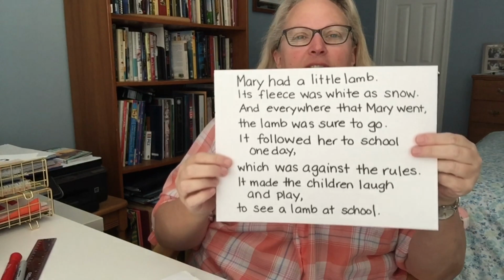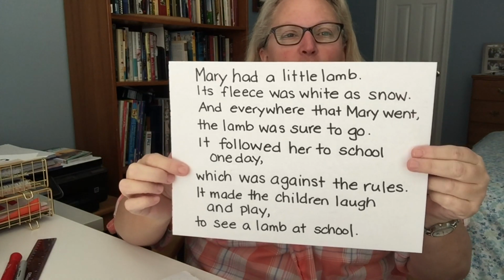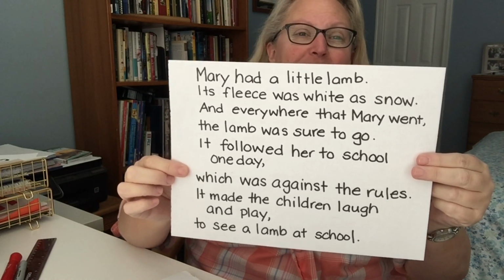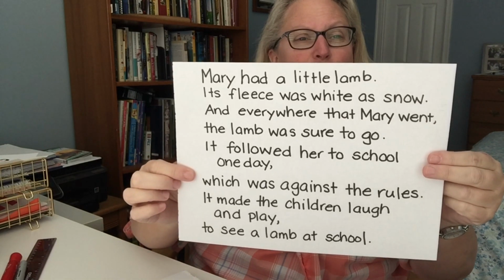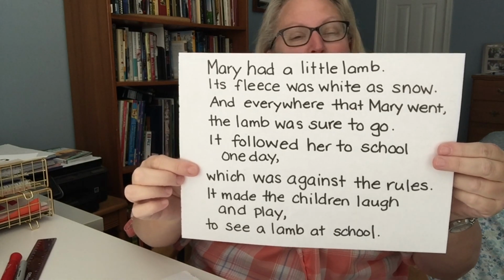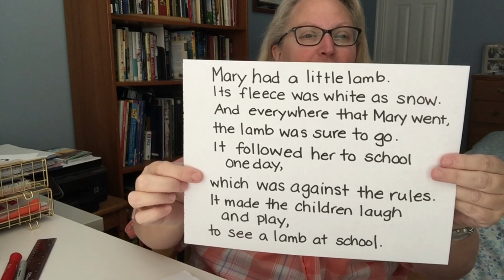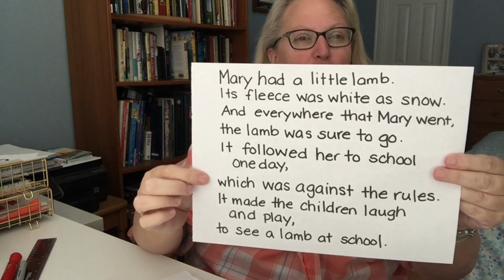So if you take something like this, everyone's familiar with Mary had a little lamb, its fleece was white as snow, and everywhere that Mary went, the lamb was sure to go. It followed her to school one day, which was against the rules. It made the children laugh and play to see a lamb at school. Most everyone knows that poem.